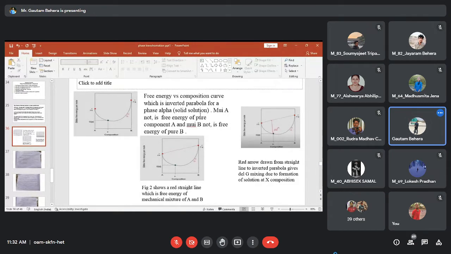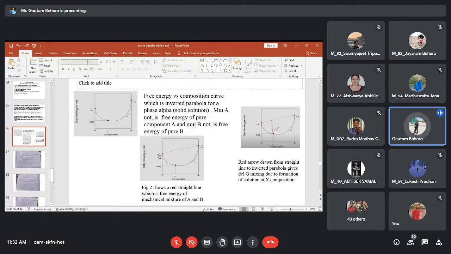Then this is figure number 2. You can see the same figure, but there is a straight line, a red line touching the pure components' free energy. Do you remember what this is? This is showing you the free energy per mole versus composition plot for a mechanical mixture.